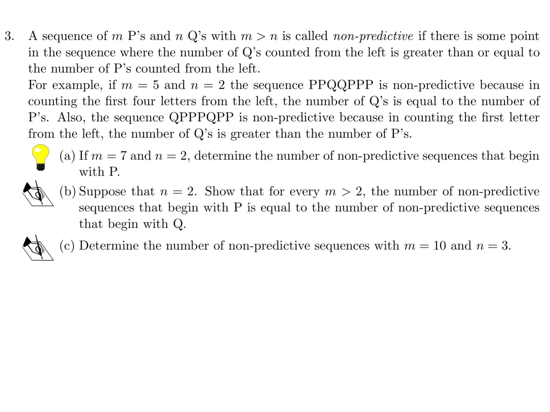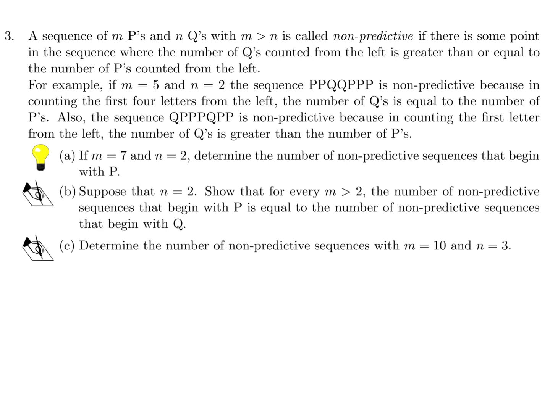A sequence of m p's and n q's with m greater than n is called non-predictive if there is some point in the sequence where the number of q's counted from the left is greater than or equal to the number of p's counted from the left.